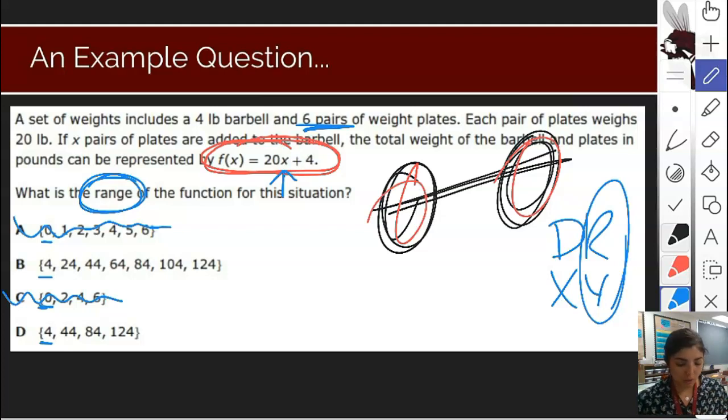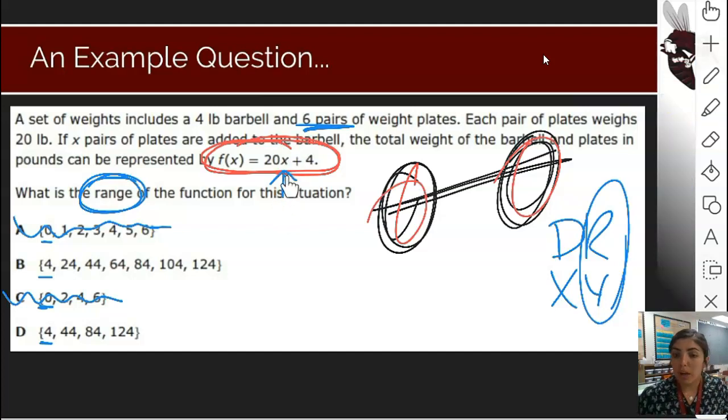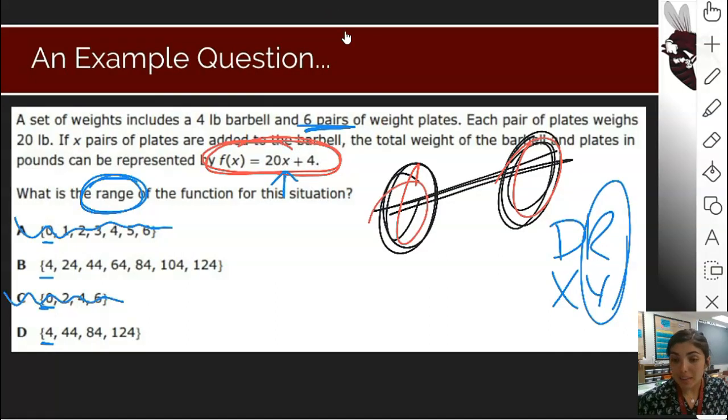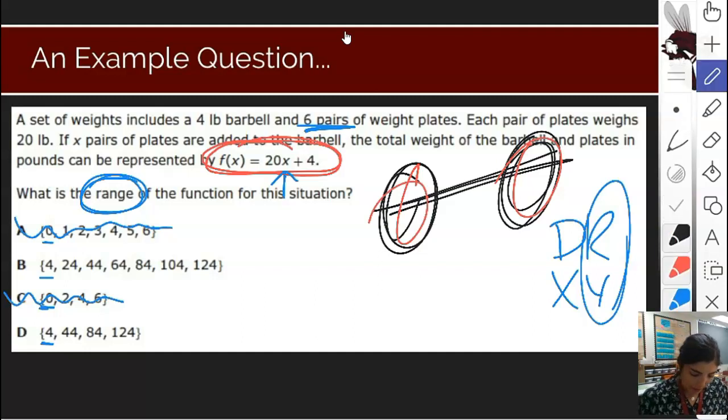Now we just need to figure out which one of these appropriately models adding different plates to it. So if we put 1 pair of weight plates on here, so instead of just a 0, we're going to plug in a 1. 20 times 1 pair of weight plates is 20 pounds, plus 4 would be 24. Which means the next number in my list of outputs should be 24. Well, I have that here, but I don't have that there. This is skipping some of the weight plates. It's not a range of my entire function like this one would be, which goes up by 20 each time when I'm adding weight plates to this barbell. So we would say that this is not correct, and we would choose answer choice B.